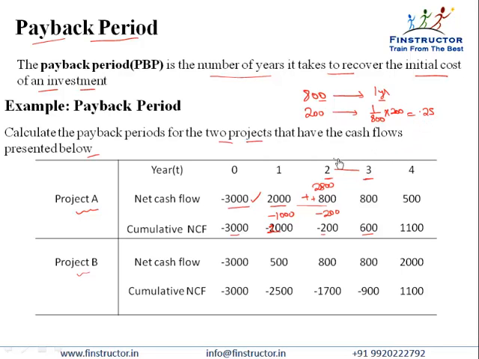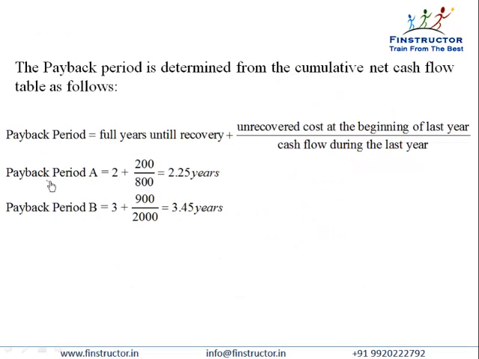That means it takes me approximately 2 years and 3 months to get my money back, or 2.25 years is my payback. Similarly, please compute for project B and verify that the payback period for A is 2.25 years and for project B comes out to be 3.45 years.